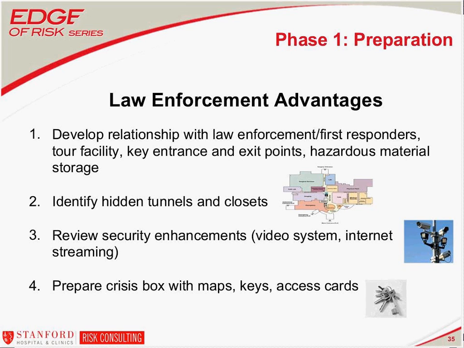Third, point out security enhancements, such as the location of video cameras and the capabilities to stream video over the internet or remotely access the video system. Fourth, prepare a crisis box to deliver to law enforcement upon arrival that contains maps, keys, and access cards, everything that will enable them quicker access to locate the perpetrator. If law enforcement and the hospital know what to expect from each other, the potential for harm may be greatly reduced.